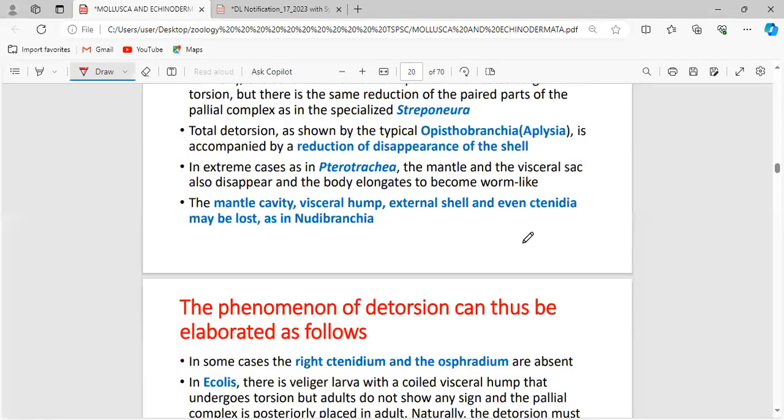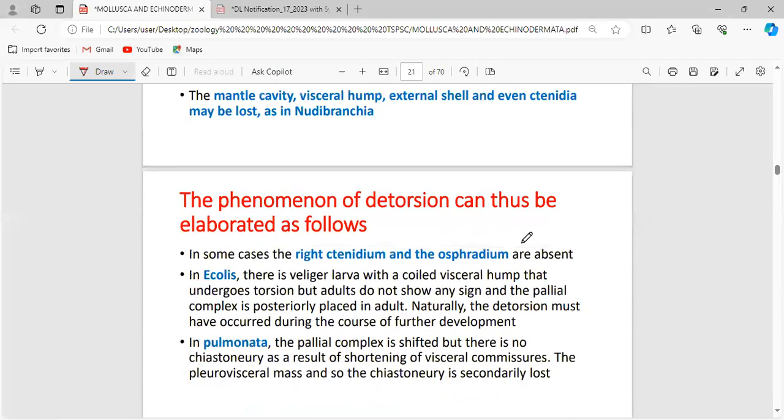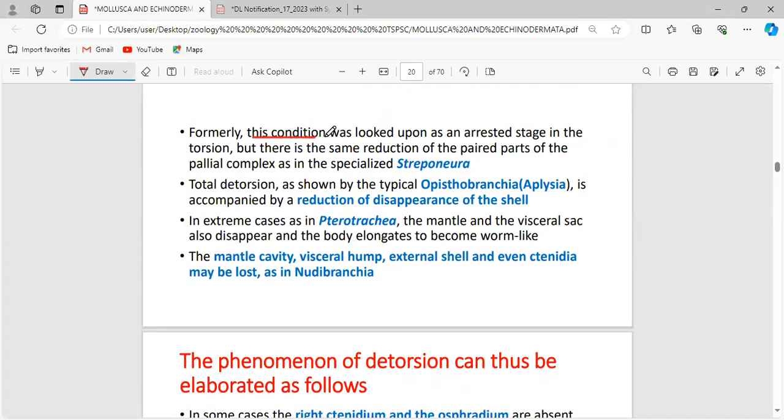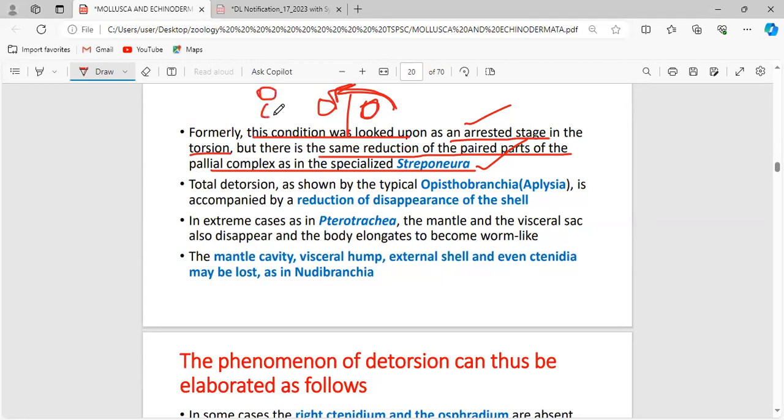Now, formally, this condition we look upon as an arrested stage in the torsion. But there is some reduction of paired parts of the pallial complex as in specialized strophoneura. See, initially it was in pairs, but after torsion, the same part which is present on the right side will change its position to the left side itself. Now both the pairs will be in the same location. That is what they have explained here in the strophoneura.